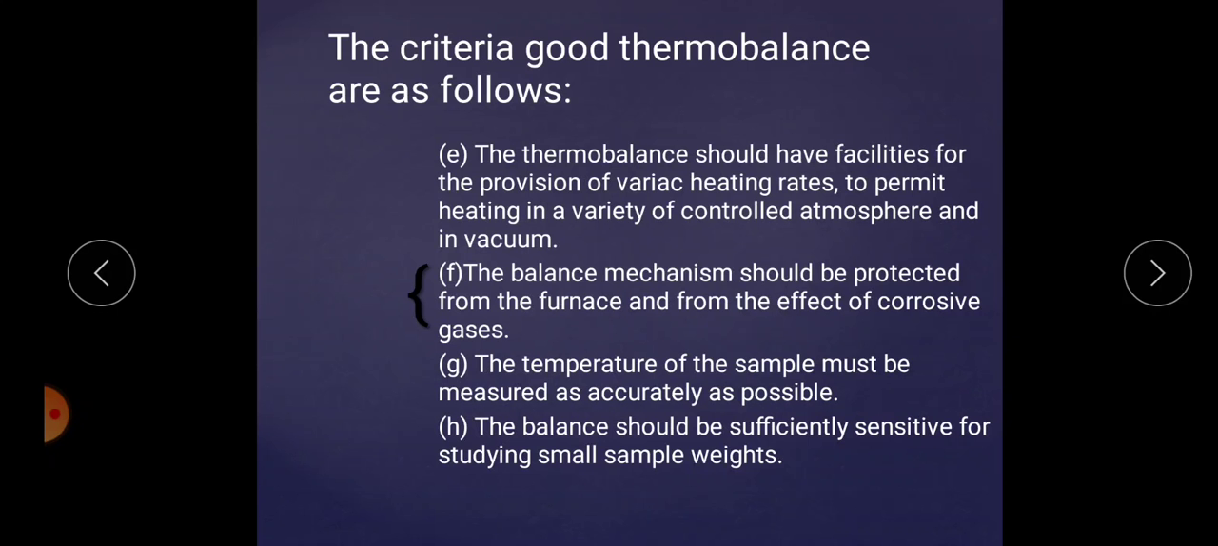Next, the sixth point for a good thermobalance is that the balance mechanism should be protected from the furnace and from the effect of corrosive gases.